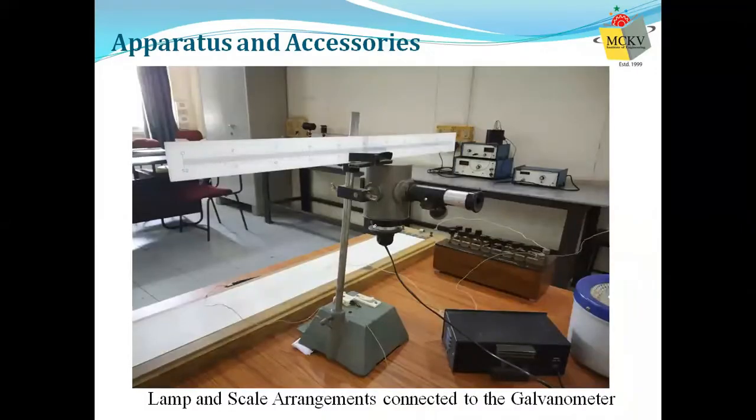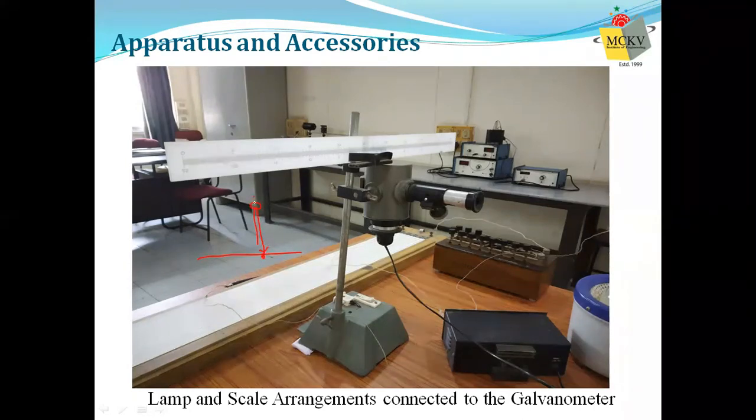So this is the lamp and scale arrangement. This is what you have basically. You have the scale and you have the mirror over here. Light directly falls on the mirror and comes back. That is the reflected light, and falls, let's say, over here.